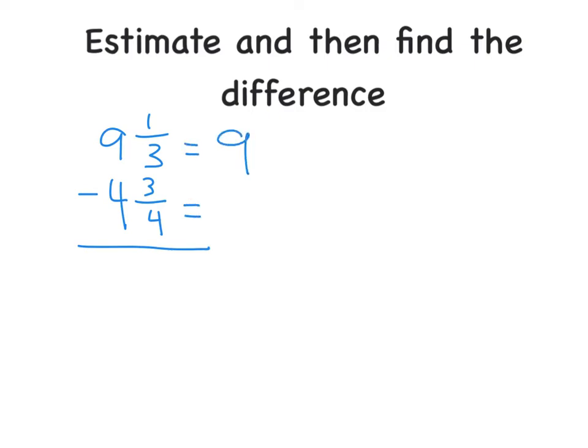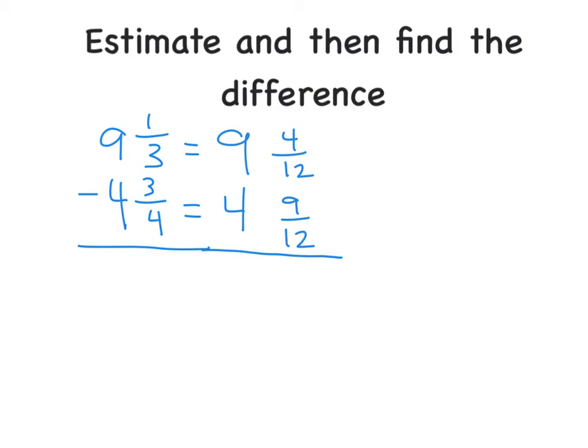Let's look at another example together. We are going to look at 9 and 1/3 minus 4 and 3/4. The first thing I need to do is find my common denominator. For 4 and 3, I'll use 12. So 1/3 is 4/12, and 3/4 is 9/12. So now I'm going to start with my fraction, and I'm going to subtract those.